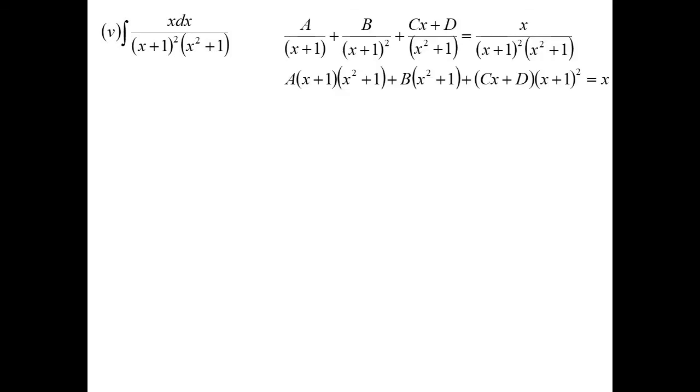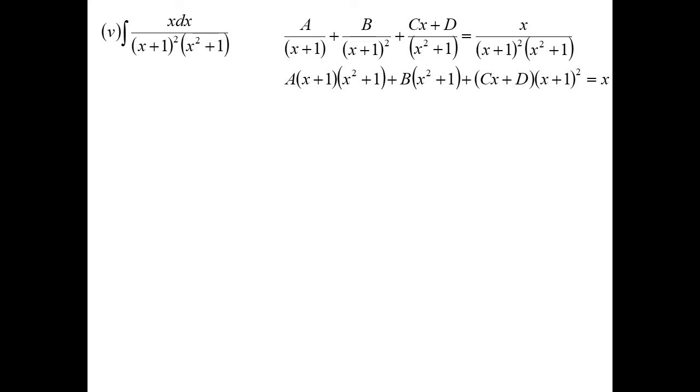All right, a little bit more work to do here. So I've got a power of 2, so I create a fraction for both powers. So a on x plus 1 plus b on (x plus 1) squared. And the other factor is quadratic, so I create a linear function on top. So I'll call that cx plus d. And here's the wonderful expression that we need to work out: a, b, c and d.